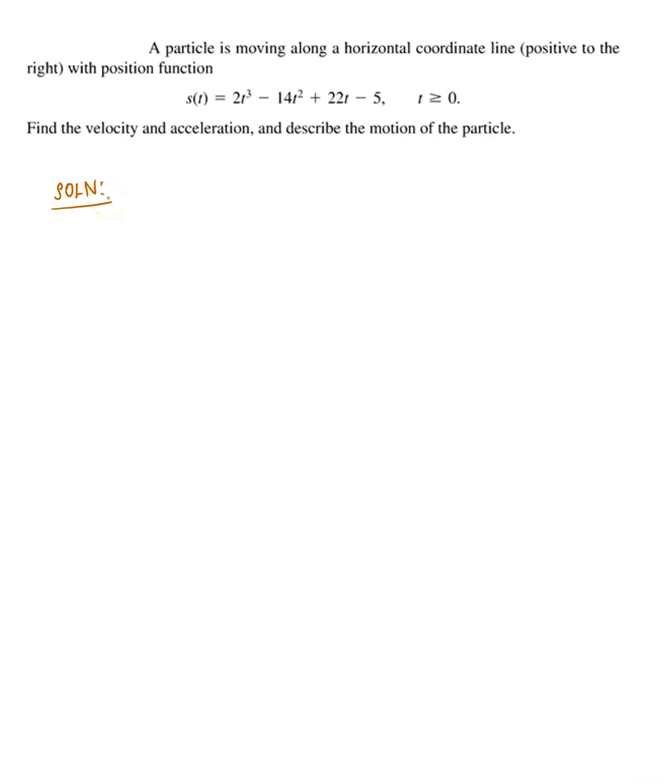We need to find the velocity. Velocity is denoted by v of t, but v of t is basically the first derivative of the position, isn't it? And so we need to take the derivative of s, which is 6t squared minus 28t plus 22. I know that I will need to factorize this because I will need that information later. So I'm going to do that right here.